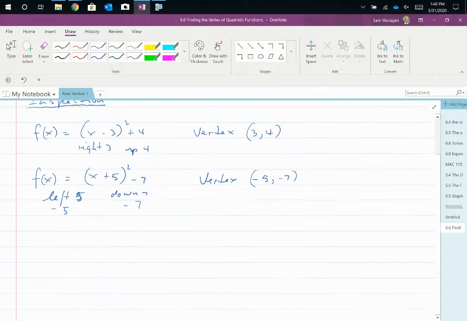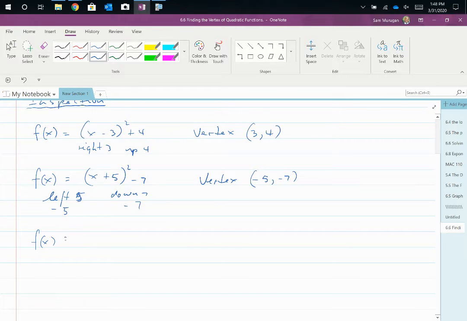So if the function given is f of x is equal to (x minus 2) squared minus 5, the vertex is at positive 2 and negative 5, because it moved right 2, so plus 2, and then down 5, so minus 5. So the vertex is at 2 and negative 5.